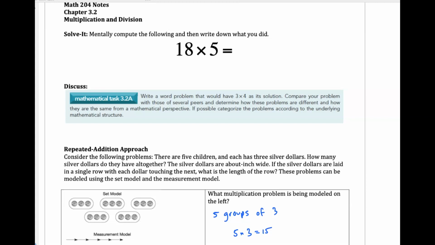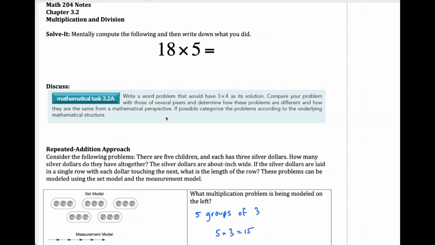We're going to look at multiplication and division of whole numbers. We start with a mental computation, a problem to do without writing on pencil and paper. 18 times 5. Go ahead and calculate that. Pause it so you don't look at the solution. Okay, now what are some different ways people would solve that?